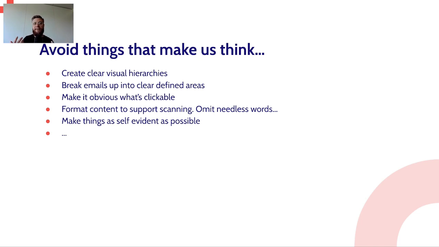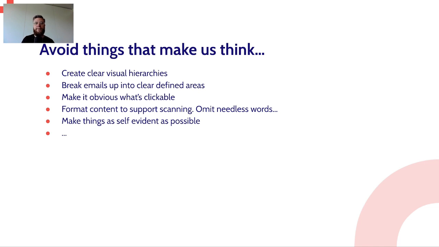Like I said, create a hierarchy, make things that are more important pop out. Just make sure they can scan the page in an efficient way. Break emails up into clearly defined areas, make it obvious what's clickable. Very important. I've seen throughout my examples, which I will show you in a minute, some stuff that's really not obvious to click on, and people won't click it. So you will miss a lot of traffic to your specific goal.